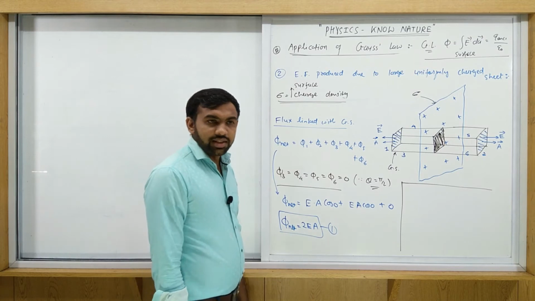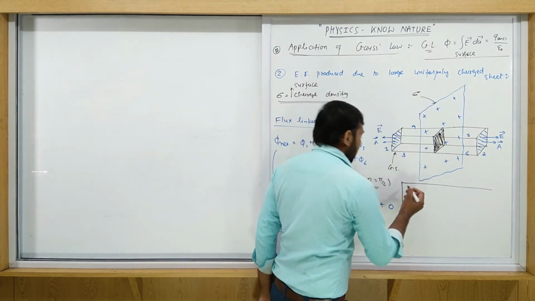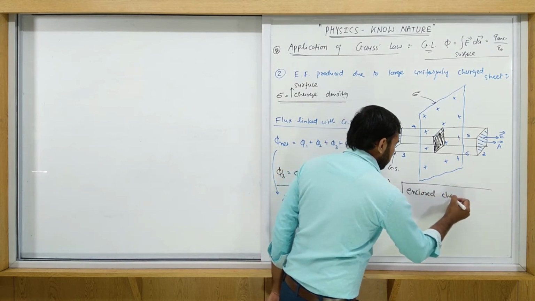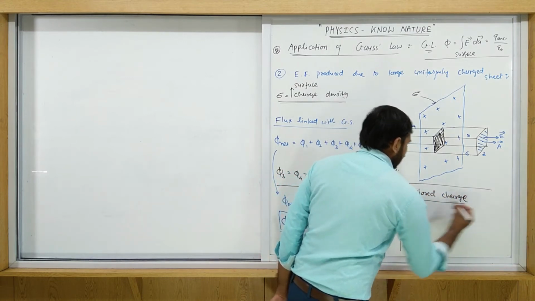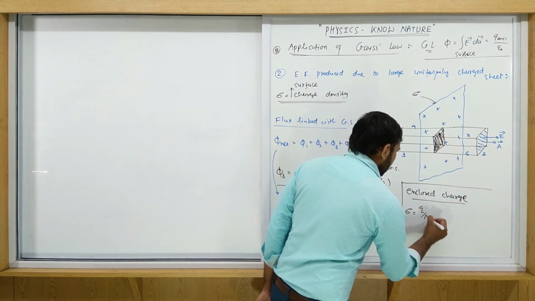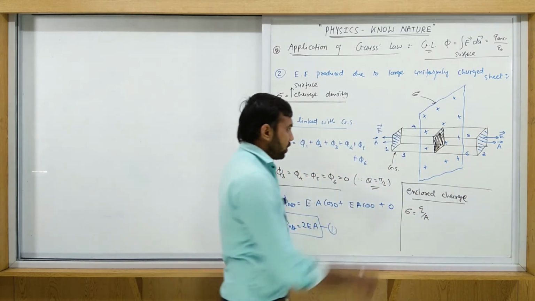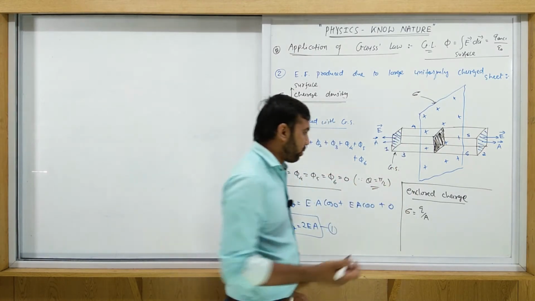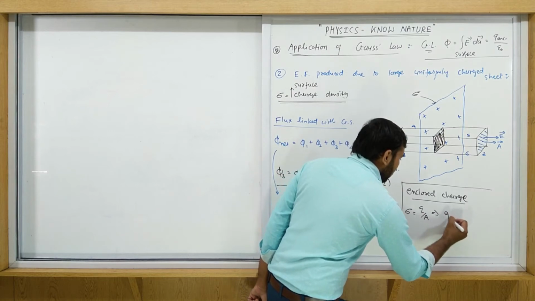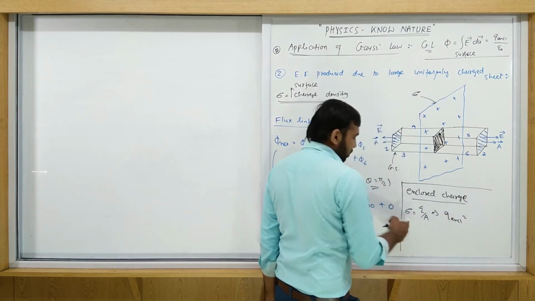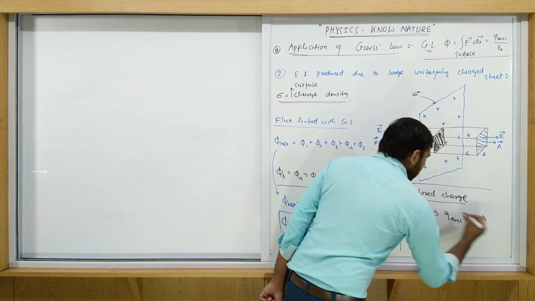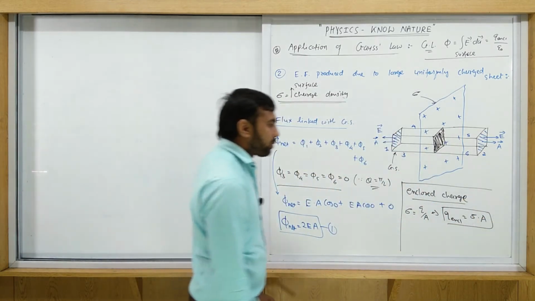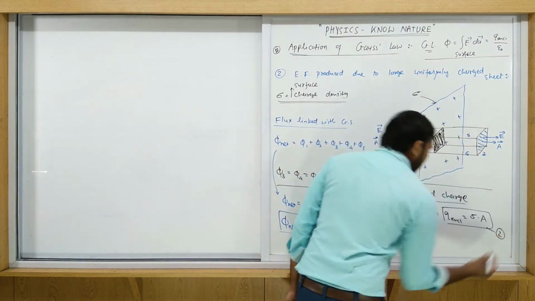Just use the charge density concept. For the charge enclosed by the surface, sigma is equal to q upon area. The area here is this area and this area, both the same because it is a rectangular parallelepiped. So from this, what is q enclosed? Q enclosed is equal to sigma into area. So this is our answer. Consider it equation number 2.